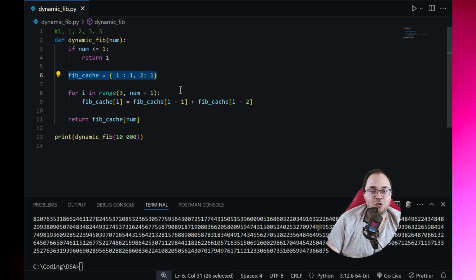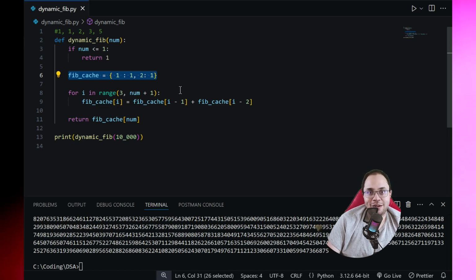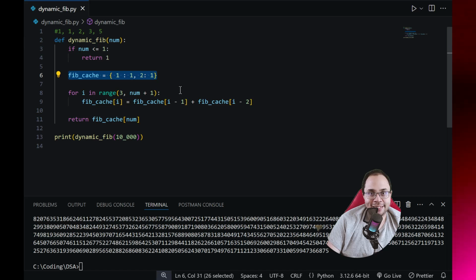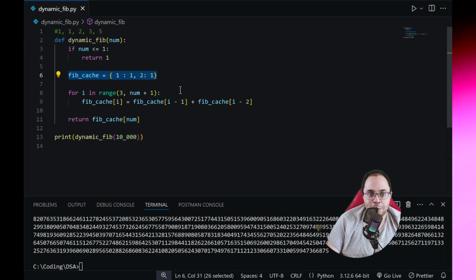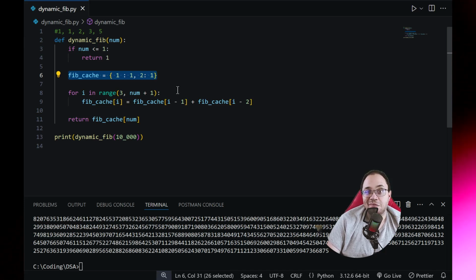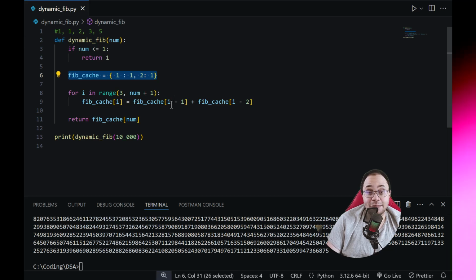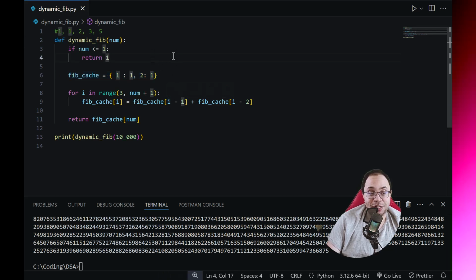Now, what if I told you we actually don't need to have linear memory? What if we can have the memory be constant? Meaning, no matter how big of a number the person wants to find the Fibonacci for, we will use the same amount of memory. It's totally possible. I'm going to show you the optimization a little bit, but what I want you to do is think about it, okay?